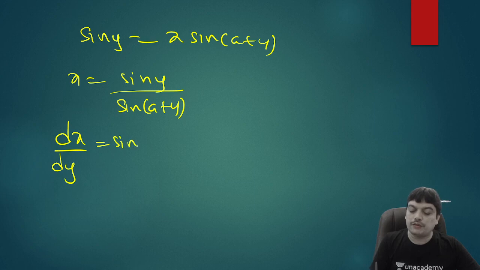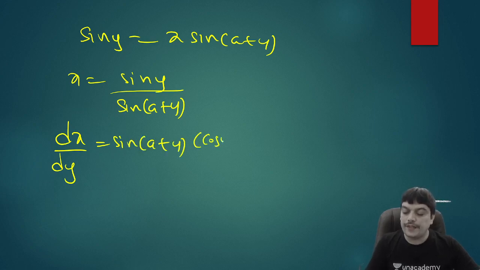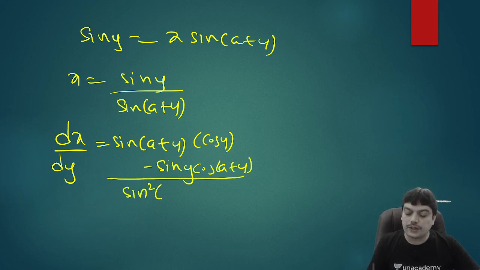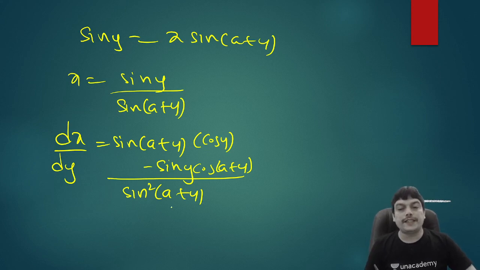Denominator into differentiation of numerator. So sin(a + y) into the derivative of sin y, that is cos y, minus sin y into the derivative of the denominator. Again, sine will have a derivative cos(a + y), divided by sin²(a + y). So I applied the quotient rule here, that is (v du/dx minus u dv/dx) by v².